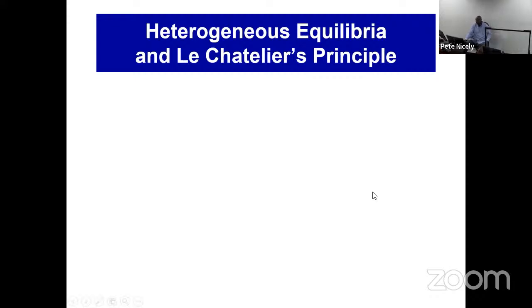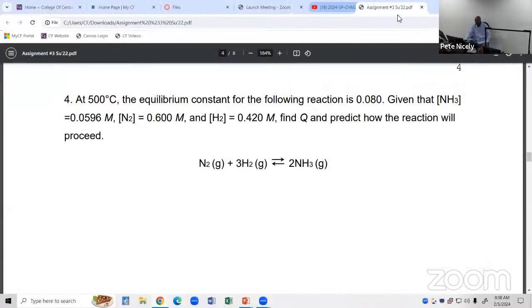Okay, before I move on, let's look at this question in your assignment, question number 4. It says at 500 degrees Celsius, the equilibrium constant for this reaction, which is the Haber process, is 0.080. It says, given that the concentration of ammonia is that, concentration of nitrogen is that, concentration of hydrogen is that, find Q and predict how the reaction will proceed, right?